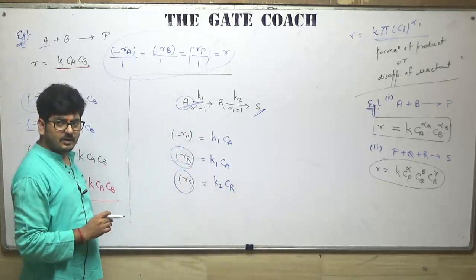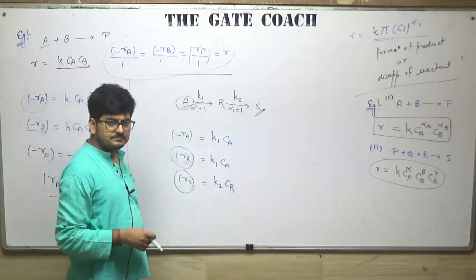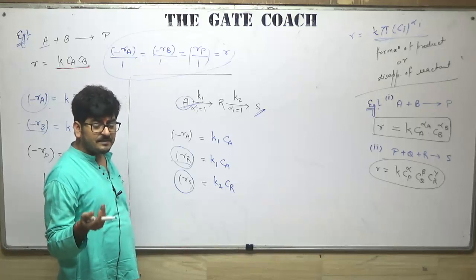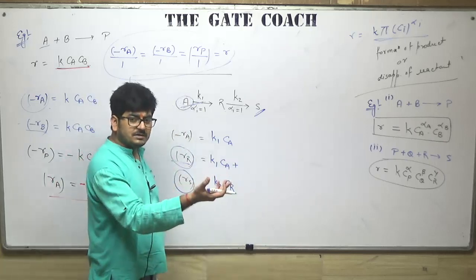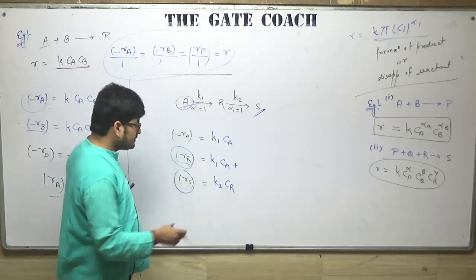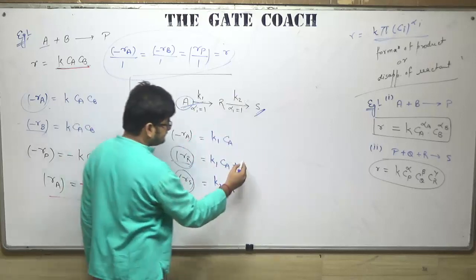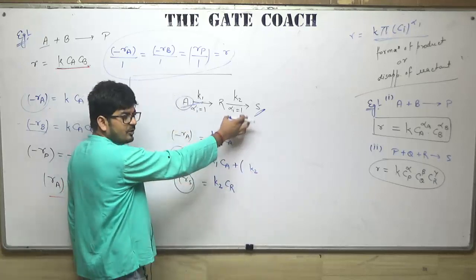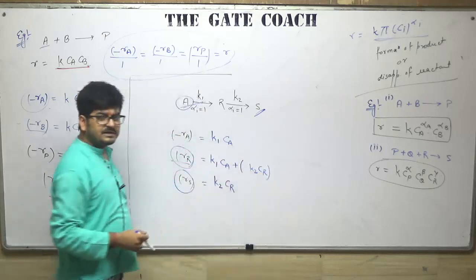K1Ca. Okay. Now, R is also involved in the second step. So when a component is participating in the second step simultaneously, we will use an addition sign to include the kinetics, the rate equation of that part as well. So it will be plus. For the second step, the rate constant is K2. For the second step, what is the reactant? R.